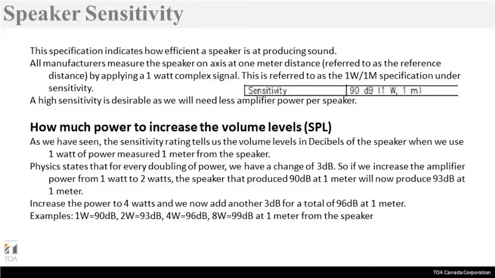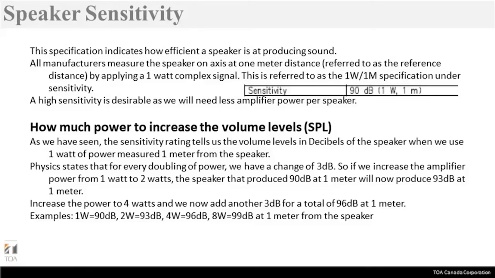The reason is that we have doubled the wattage, from 1 watt to 2 watts, and it gives you an increase in increments of 3. So you'll get 93 dB. Increase the power to 4 watts, and you keep adding 3 dB, so it's 96 dB at 1 meter. Here are the examples: 1 watt, 90 dB; 2 watts, 93 dB; 4 watts, 96 dB; 8 watts, 99 dB. These are all at 1 watt, 1 meter.